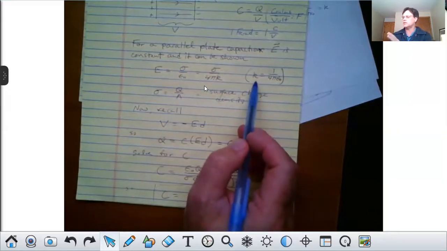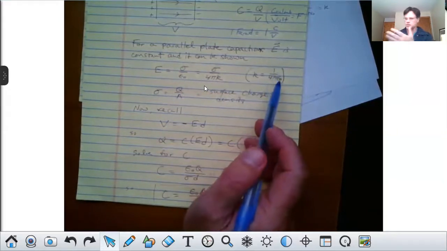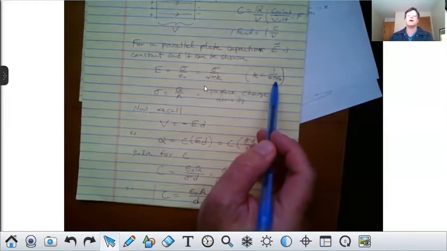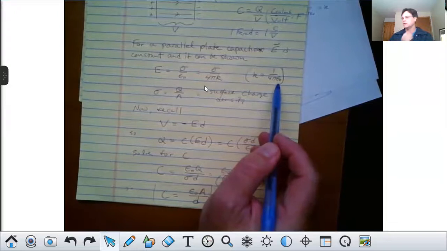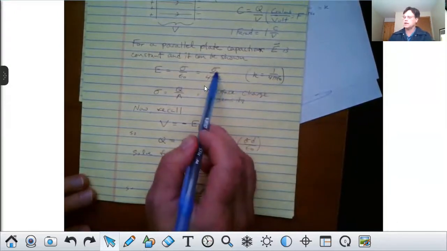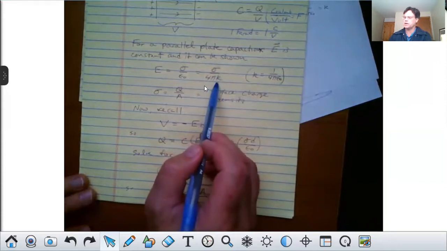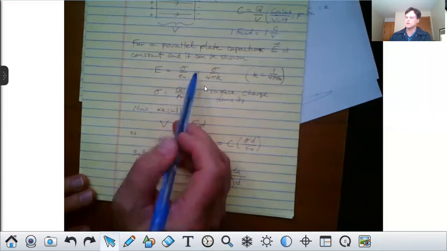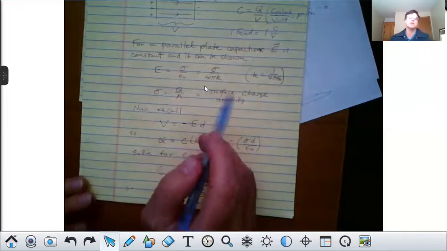Remember, I often like to use k. Sometimes I'll switch back and forth. The book likes to use k equals 1 over 4 pi epsilon 0, but it's just another way of writing that Coulomb constant. So you could write the electric field as sigma over 4 pi k if you wanted. But we're going to use sigma over epsilon 0. And again, sigma is the surface charge density.